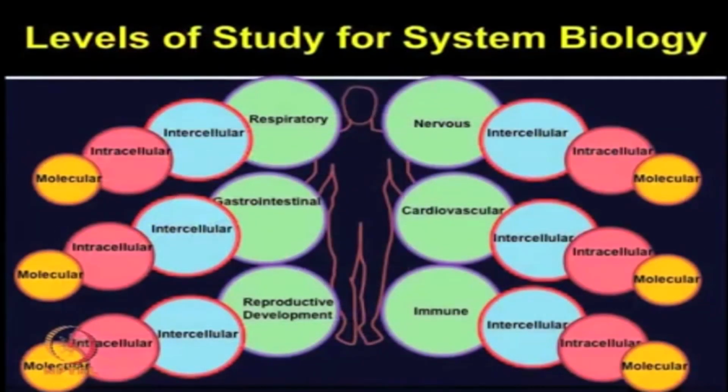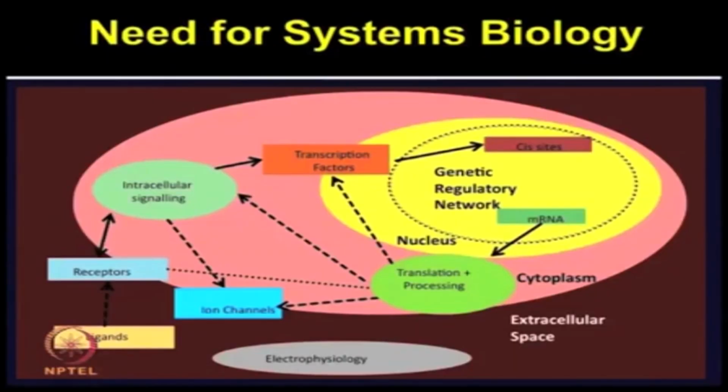Now, systems biology study can be done at different levels. For example, to study the complex physiology of humans, one can look at individual systems such as respiratory systems, nervous system or other physiological systems. Studies can be done at the intercellular or intracellular level and finally, at the molecular level involving genomics, transcriptomics and proteomics. So, why is there a need for systems biology?